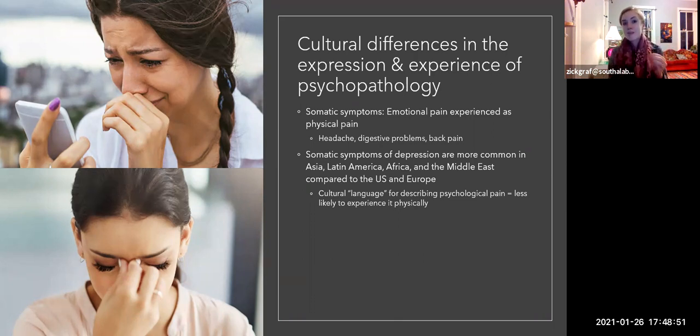So somatic symptoms of depression, meeting criteria for depression and also having a lot of unexplained physical symptoms, is really common in a lot of parts of the world, like Asia, Latin America, Africa, the Middle East, more common in those regions compared to the US and Europe. This is actually because in the United States and Europe, we have a cultural language for explaining emotional pain to ourselves. We've been taught about depression and shown models of depression in media, maybe by our families, maybe in classes like this. So when we have depression symptoms, we recognize those physiological reactions going on in our body and we label them as this is sadness, this is emotional pain, this is self-loathing.